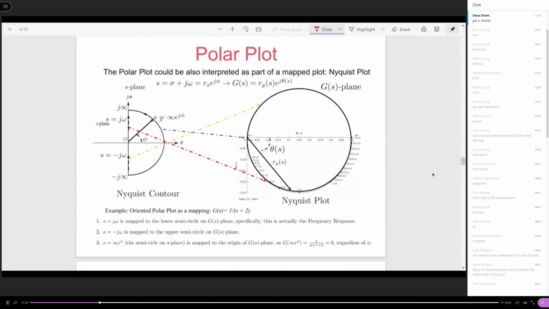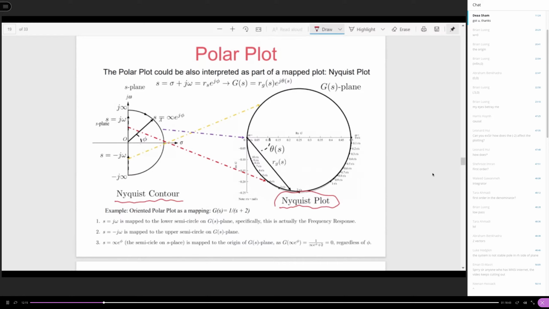Before we can talk about the Nyquist stability criterion, we need to introduce the so-called Nyquist contour and the Nyquist plot. I'm still sticking with the polar plot. I did not move away from the polar plot. Let's make it clear: the Nyquist contour and the Nyquist plot are still polar plots, but a specific polar plot.